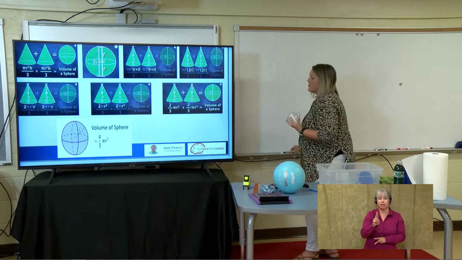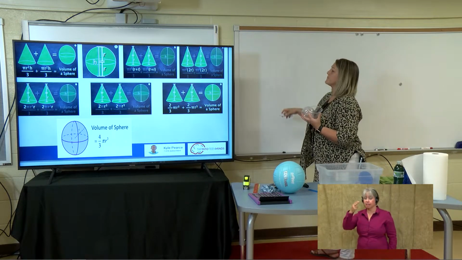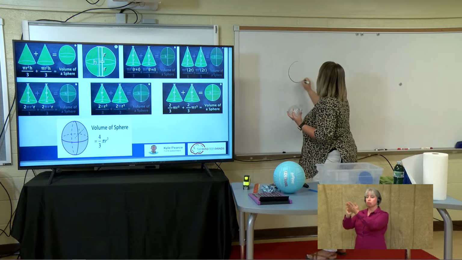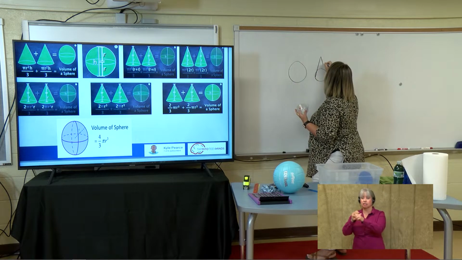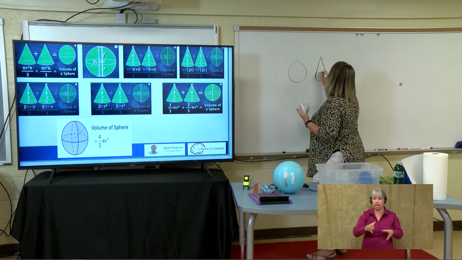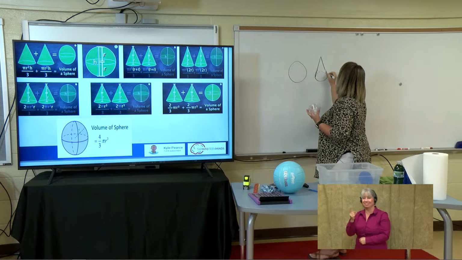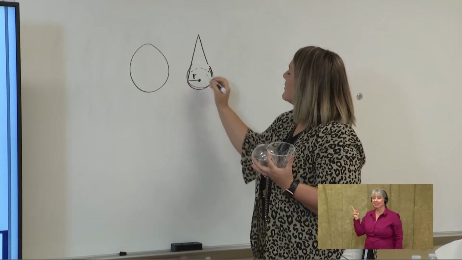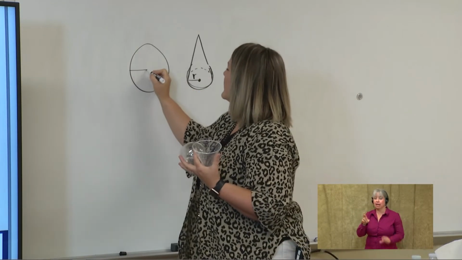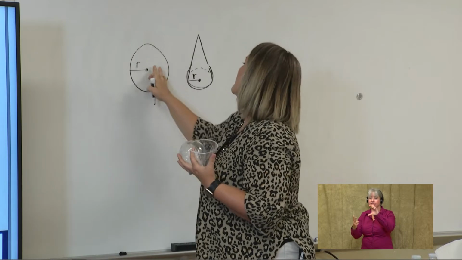So I'm going to go to the board real quick just to show you that. So if I have a sphere and I have a cone here, I'll do my best to draw a little cone here. This radius halfway here, okay, and this radius, well, let me do it this way.